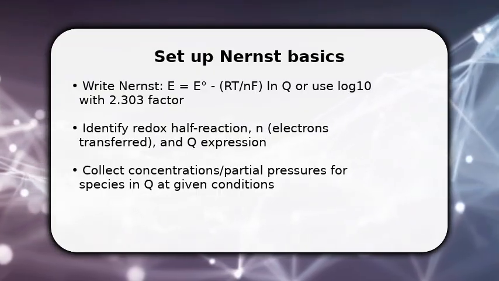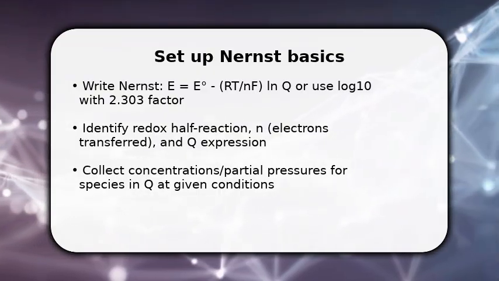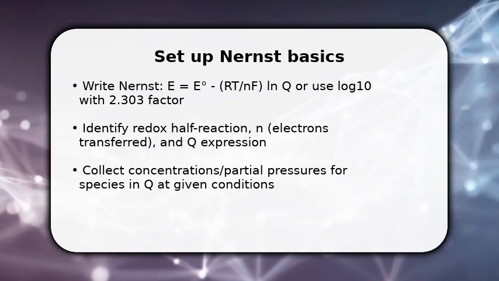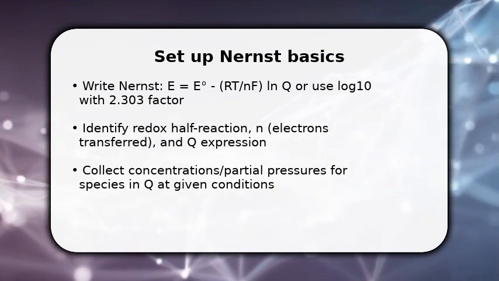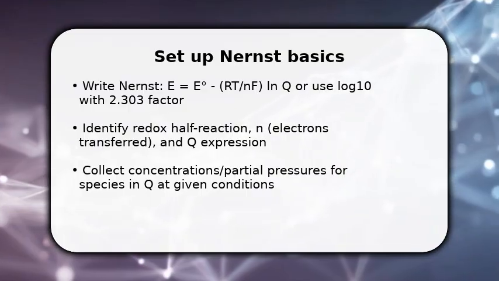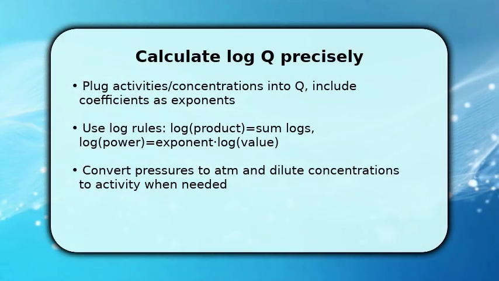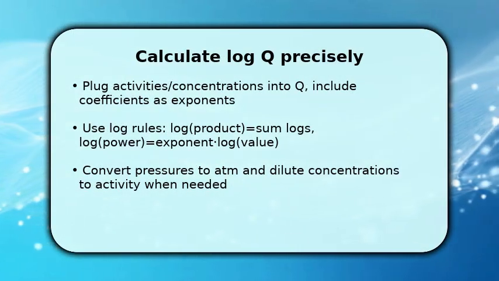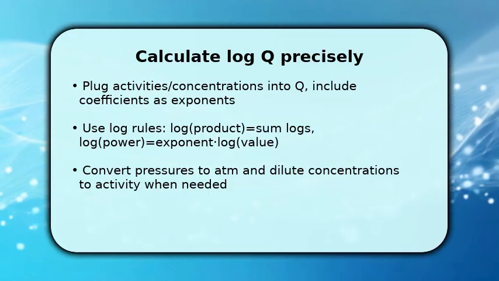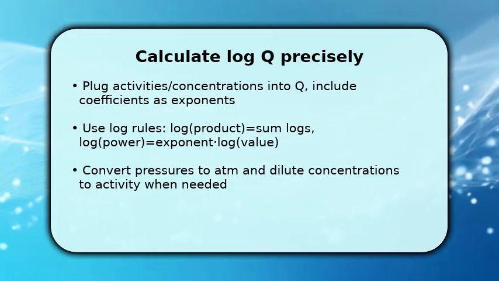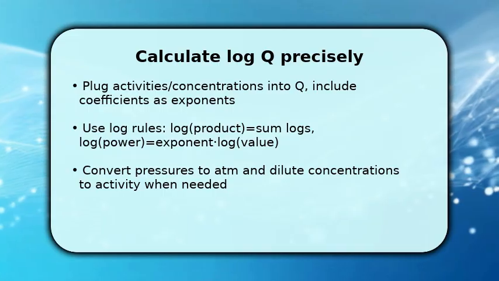Once done, make sure you have concentrations or partial pressures for each species, and note whether activities approximate concentrations or require activity coefficients, since that alters log Q. You now compute Q numerically. Substitute concentrations or partial pressures into the Q expression using stoichiometric exponents. Use log rules to simplify.